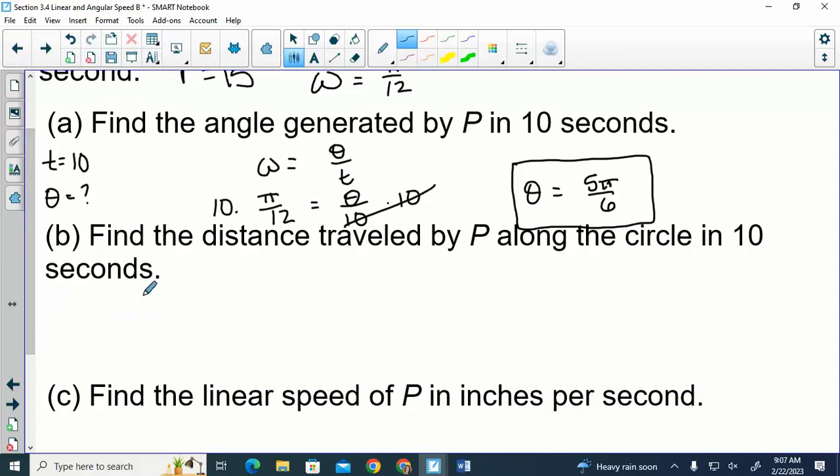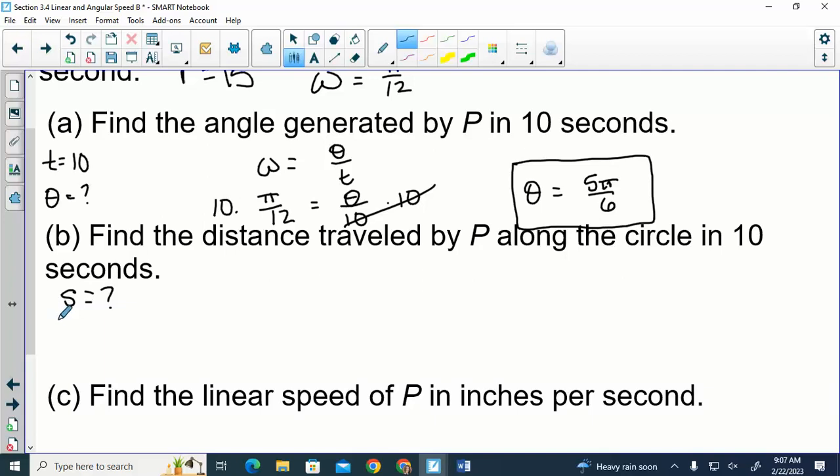Part B, find the distance traveled by P along the circle in 10 seconds. Distance traveled, what variable is that? That would be a speed. No, I want the distance on the outside of the circle. s, arc length. So we're looking for s.